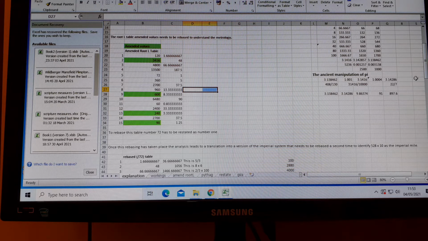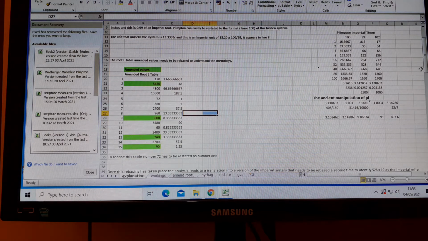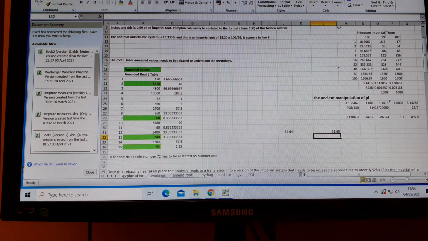Now, the whole idea that I was working on was that Thom's value for the megalithic yard is 32.64, and that will translate divided by 34 times 33. We get 31.68. That column's not wide enough. 31.68.